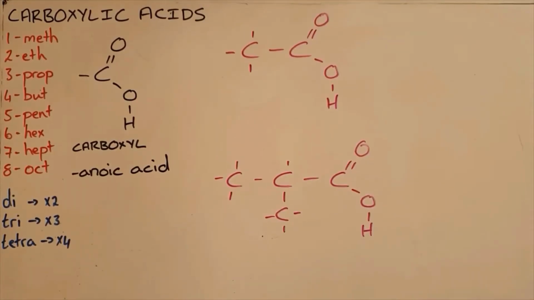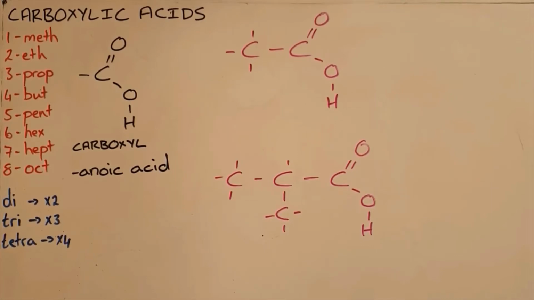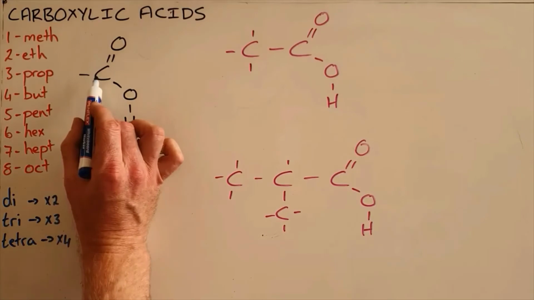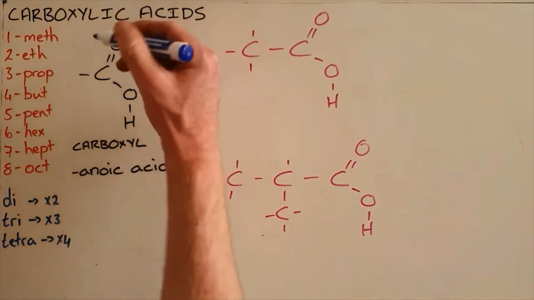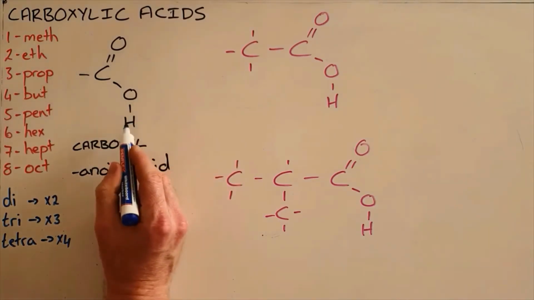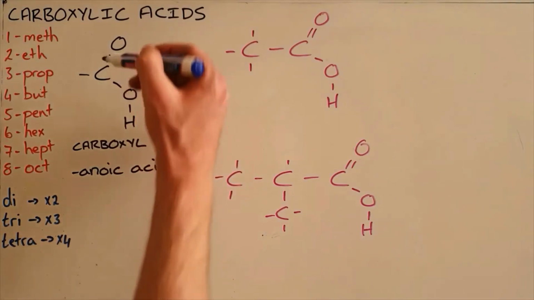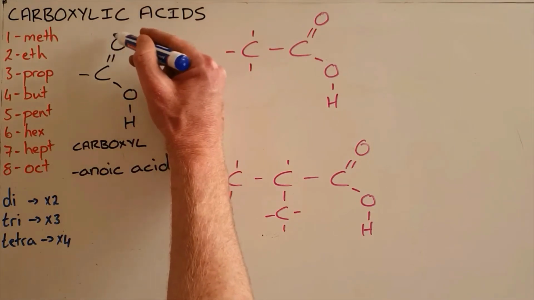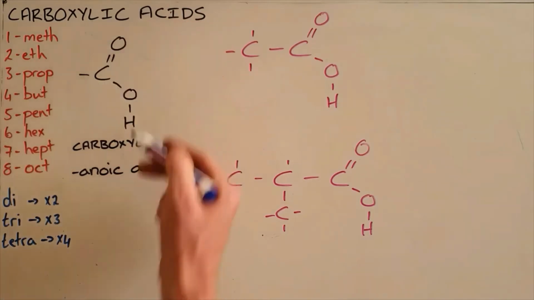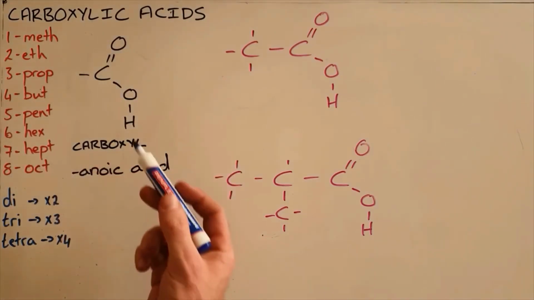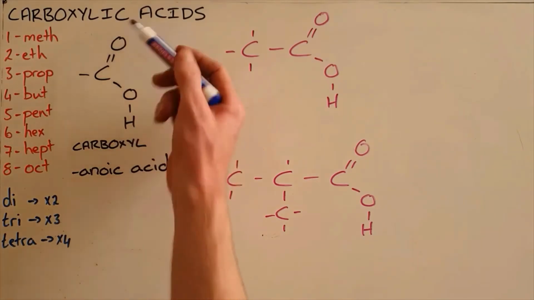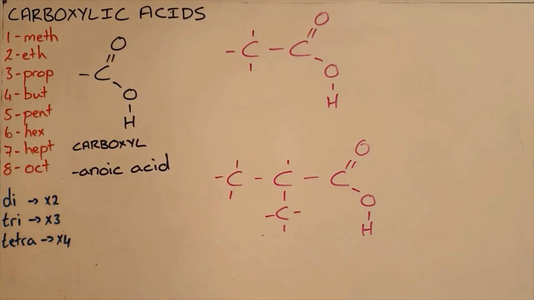Carboxylic acids are organic compounds that contain what is called the carboxyl group. The carboxyl group is a carbon that is double bonded to an oxygen and single bonded to an oxygen, which is in turn bonded to a hydrogen, which, as you can see, looks a lot like the carbonyl group and hydroxyl group that are attached together, which is where the name comes from. Any compound that contains this carboxyl group is called a carboxylic acid and gets the suffix -anoic acid.